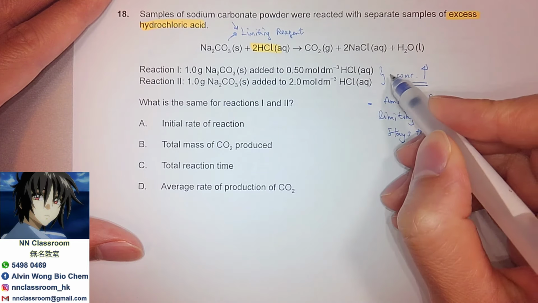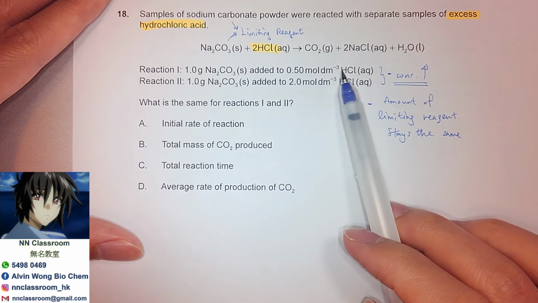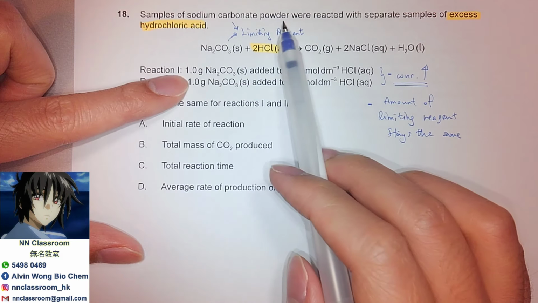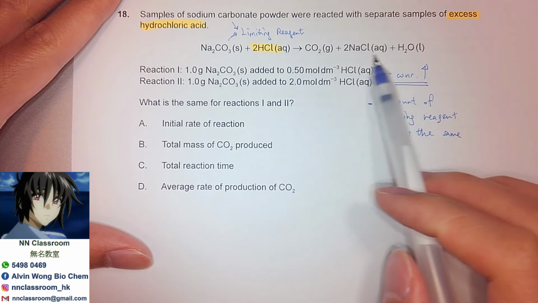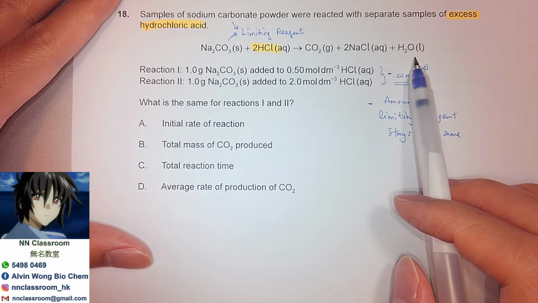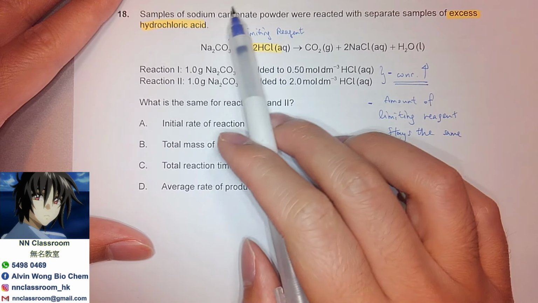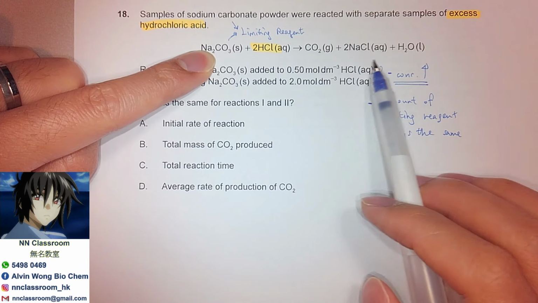There are two messages here. The first message is that the concentration of the reactant is increased. But the second message is that the amount of the limiting reagent stays the same, which means all the product will also be the same in terms of the product yield. Because, again, the limiting reagent decides how much I will get at the last step.